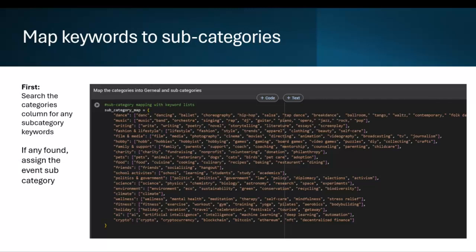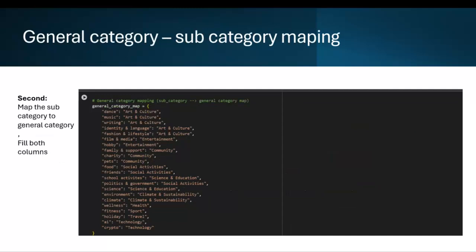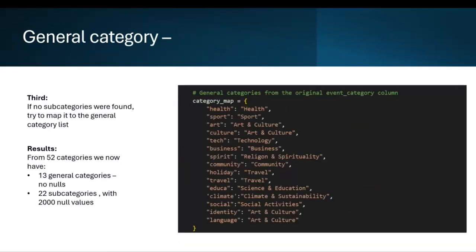But first, we try to categorize them using certain keywords. So first we define a subcategory, and then we link a general category. If it doesn't have any subcategories, then it's linked to a general category. After we do all of this, we have no nulls in our general category. We have only 13 general categories, but in our subcategories, we have almost 50% of nulls.